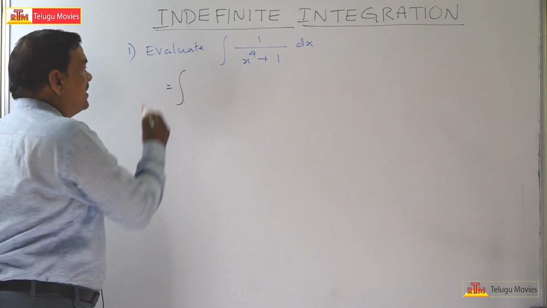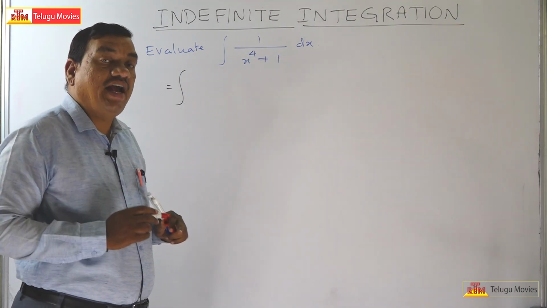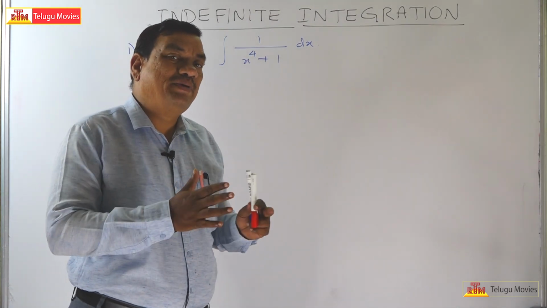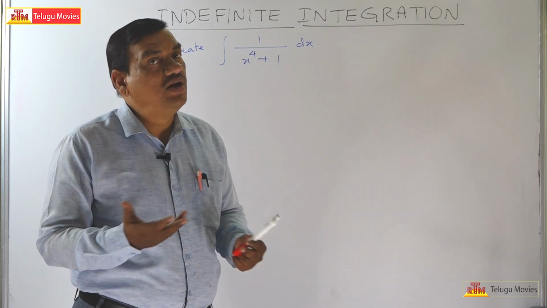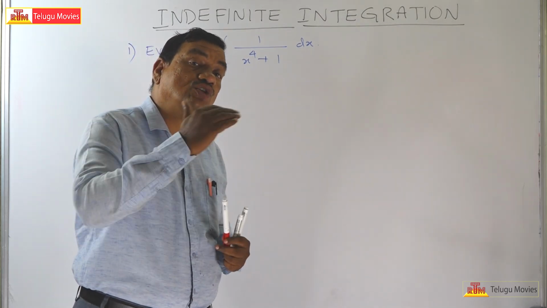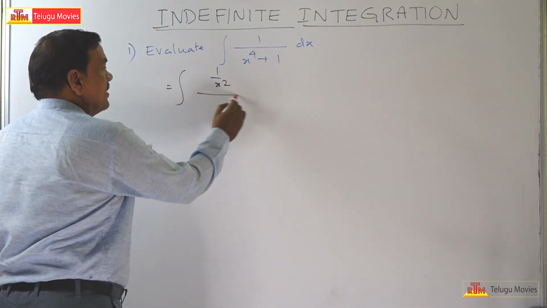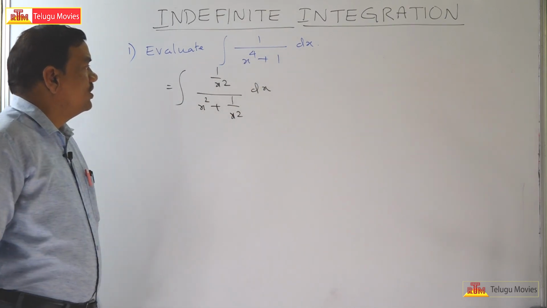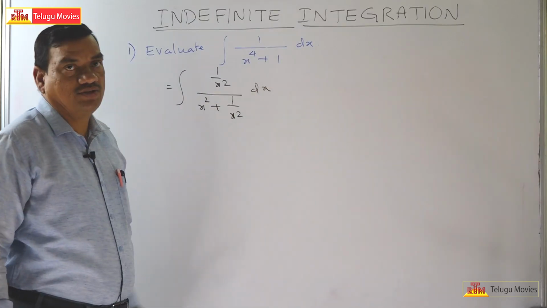So here, what I am going to do is divide the numerator and denominator by x square. In indefinite integration problems, there won't be any specific method to solve any problem. Depending upon the integrand, we will proceed. So now I am dividing both numerator and denominator by x square. Then this will become 1 by x square over x square plus 1 by x square, dx.